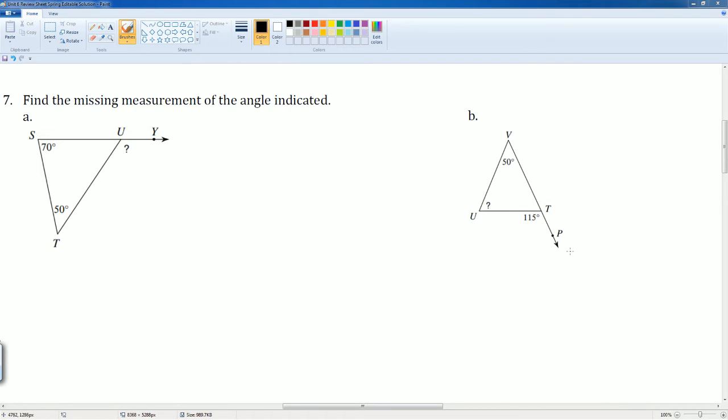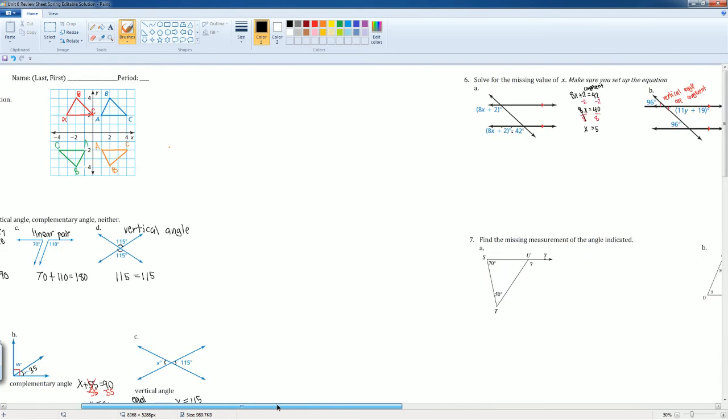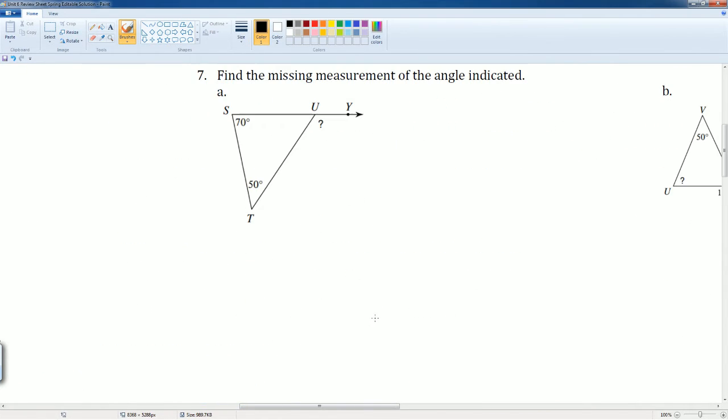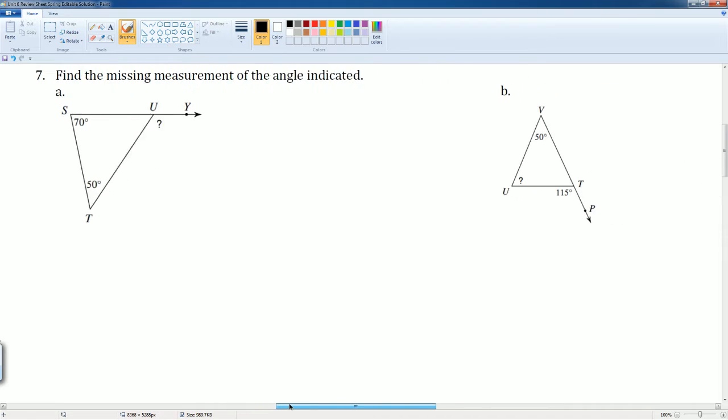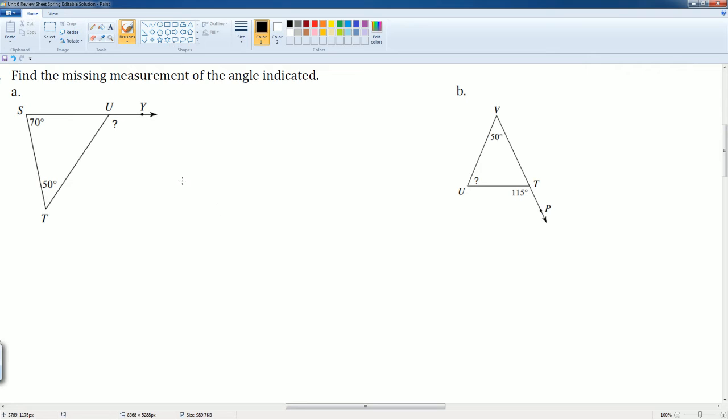Welcome, this is the Unit 6 review sheet solution tutorial. I will be covering number 7 and number 8 in this video. Number 7 asks us to find the missing measurement of the angle indicated here.